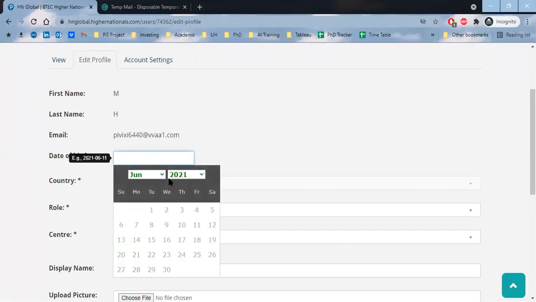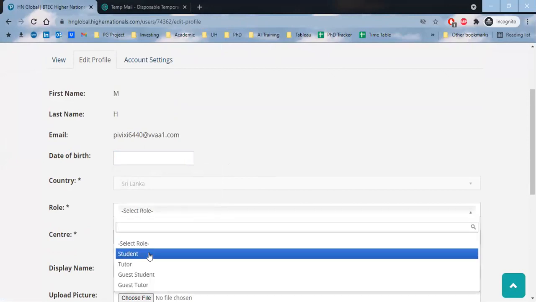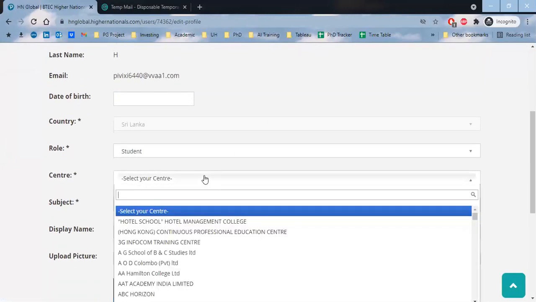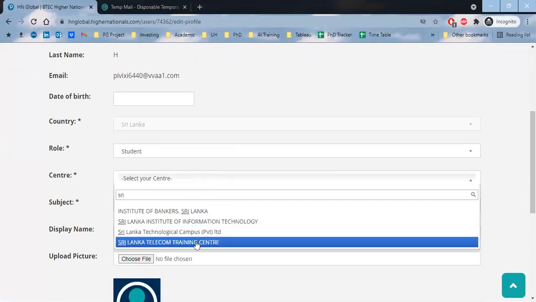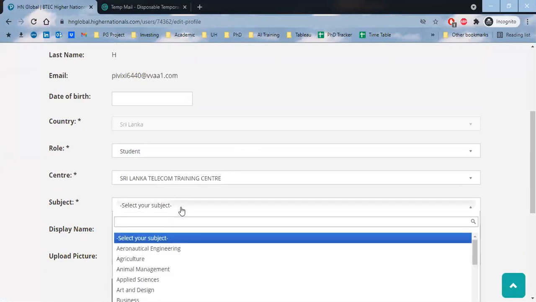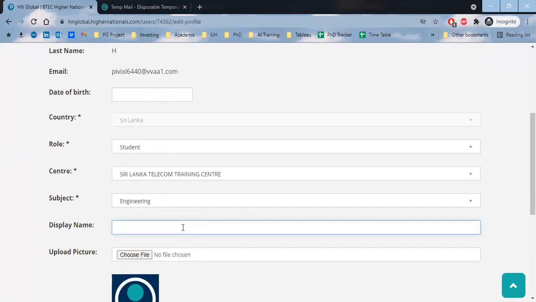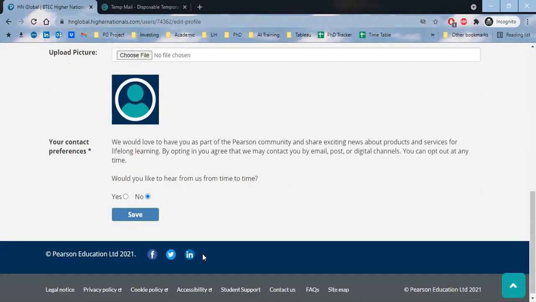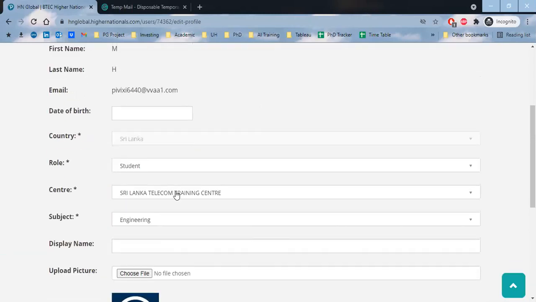Date of birth and country, and select role: you have to select it as a student. Then select your center, Sri Lanka Telecom Training Center. For the subjects, you can select engineering subjects, and display name, profile picture, and everything you can do. Here you just need to select the center, Sri Lanka Telecom Training Center, as a student, and engineering.